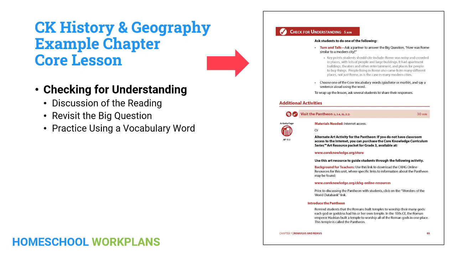So in this case, there's a prompt to revisit the big question. How was Rome similar to a modern city? And there's some notes there on connections you can help your student make if needed. There's also a prompt to choose one of the vocabulary words, maybe gladiator or marble, and come up with a sentence or 2 using that word.